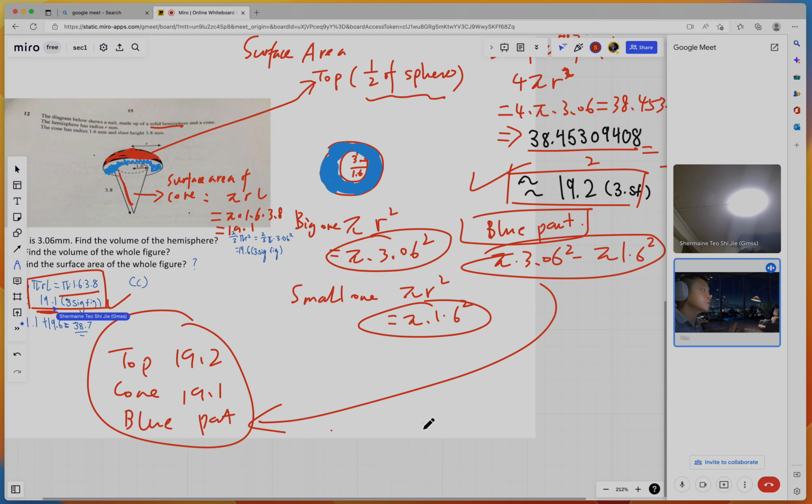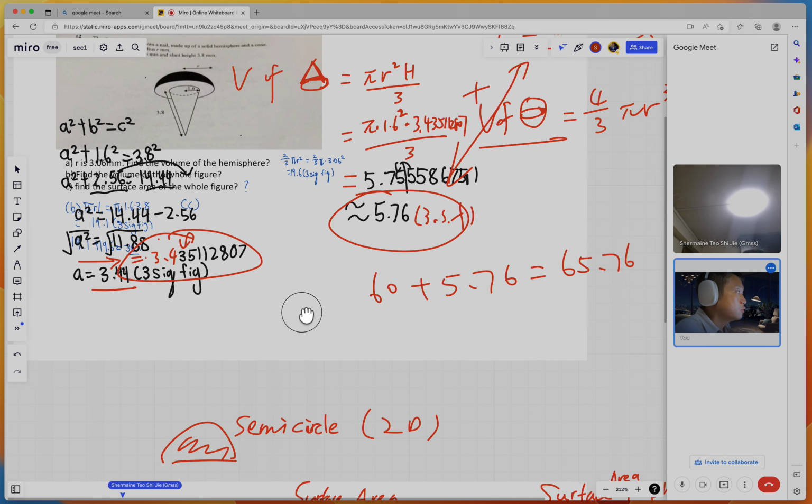Okay, good. So with this, I've taught you how to solve questions like this, and this is very likely to be your end of year question. So what's the key to solve these questions? You need to know the formula. Yes. Volume of sphere, volume of cone, surface area of cone, surface area of sphere, right? So hemisphere is just half of the sphere. Does it make sense? Yes. Okay, good.